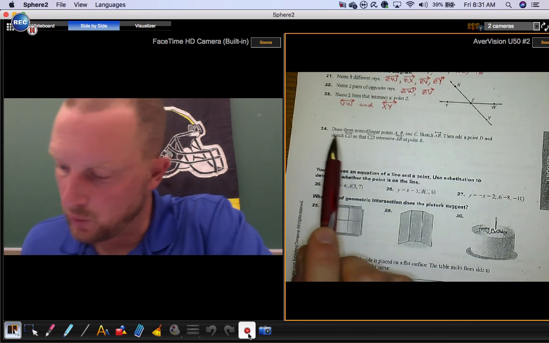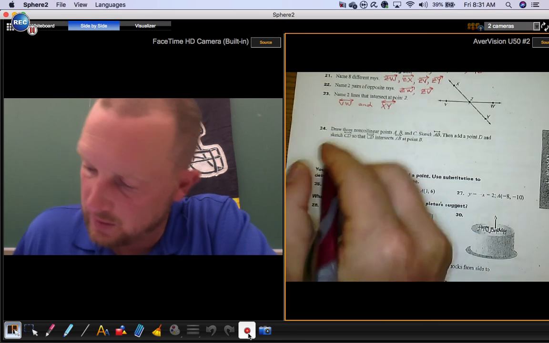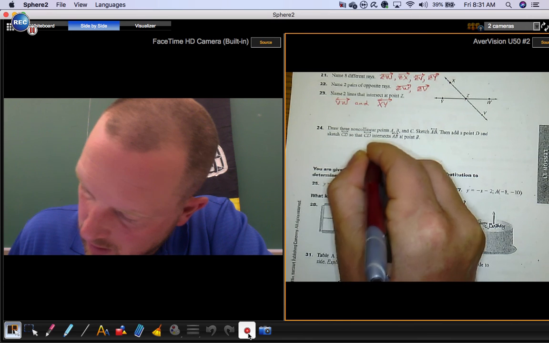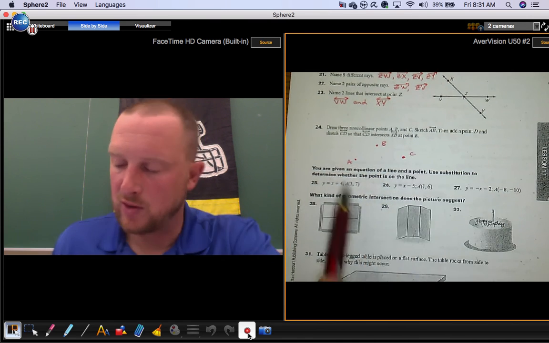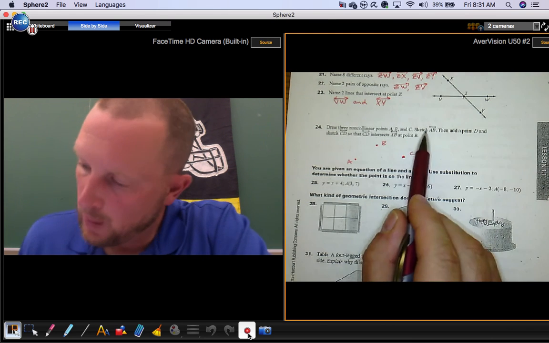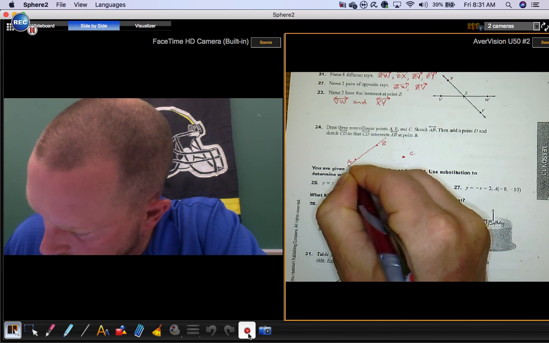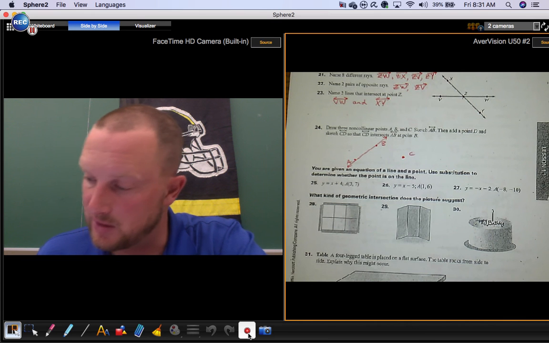Number 24, we're going to draw 3 non-collinear points, A, B, and C. So maybe I'll just stop there. Those 3 points are non-collinear. I can't connect them with a line. We're going to sketch line AB. So we just connect them. We have a postulate that says any 2 points could be connected with a line, so we just did that.